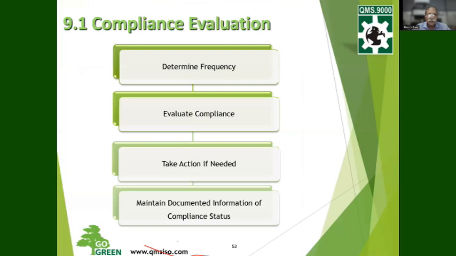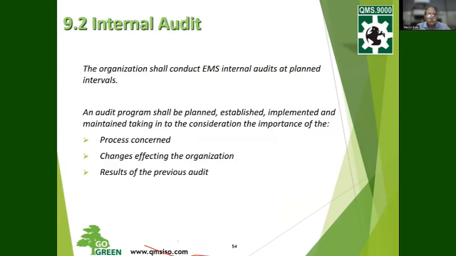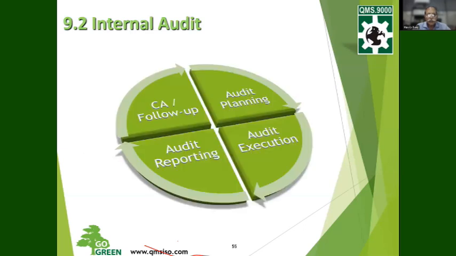Clause 9, determine the frequency of evaluation. When are you going to do your audits, right? And when we talk of audit, this is the audit cycle that you plan the audit, execute them, report them, and carry out corrective action and do the follow-ups. So if you have implemented a system, you need to check the health and state of your system. How do you check it? Through these audits. And you must have trained auditors within your organization.